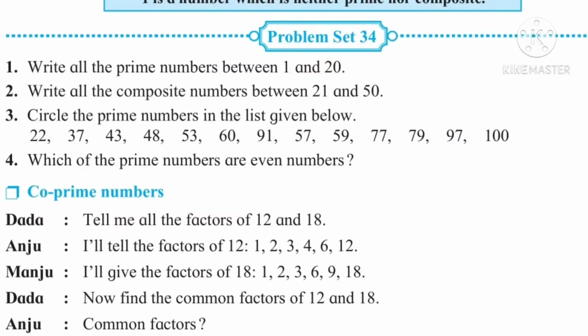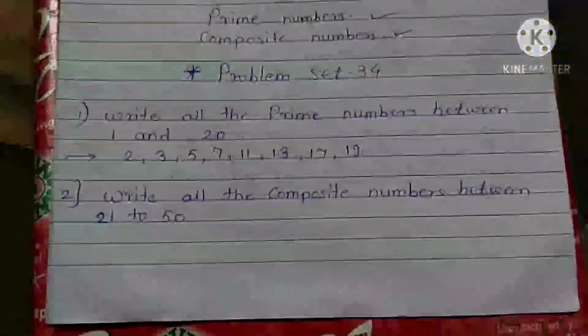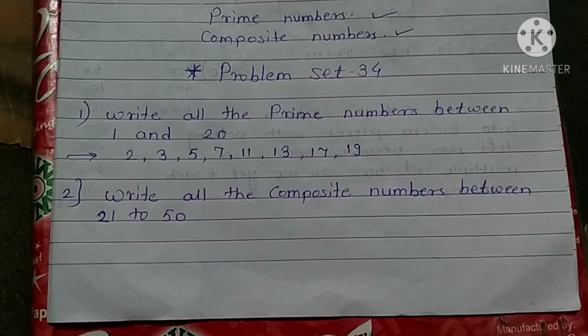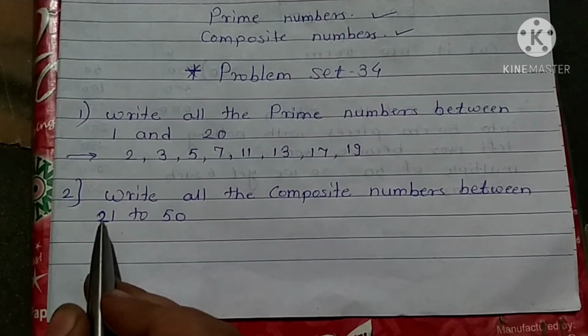Now the second question is C. Write all the composite numbers between 21 and 50. Now we have to write the composite numbers. So let's see how to solve it. We have to write the composite numbers between 21 to 50, so we have to start with 21.